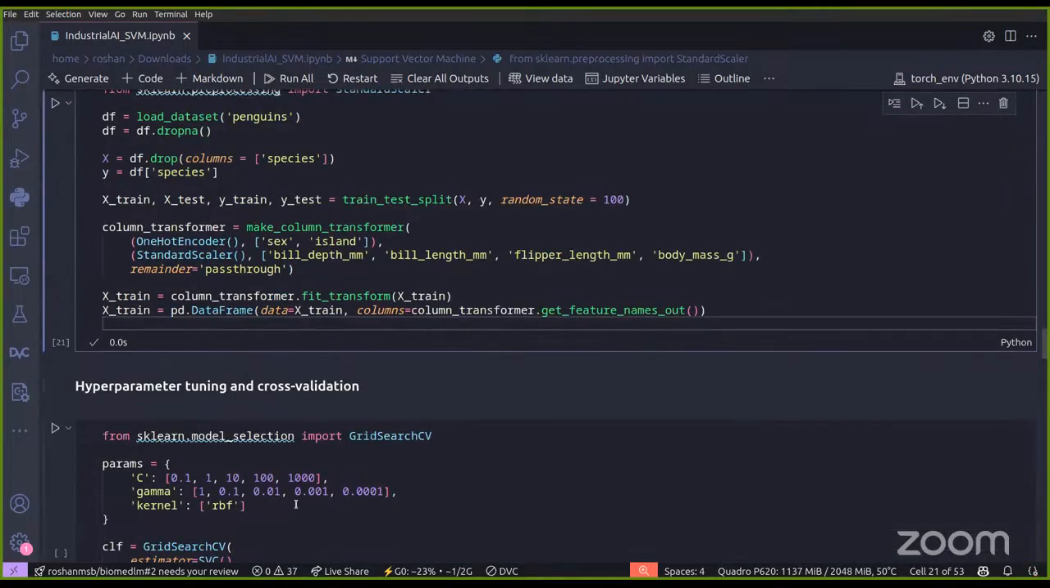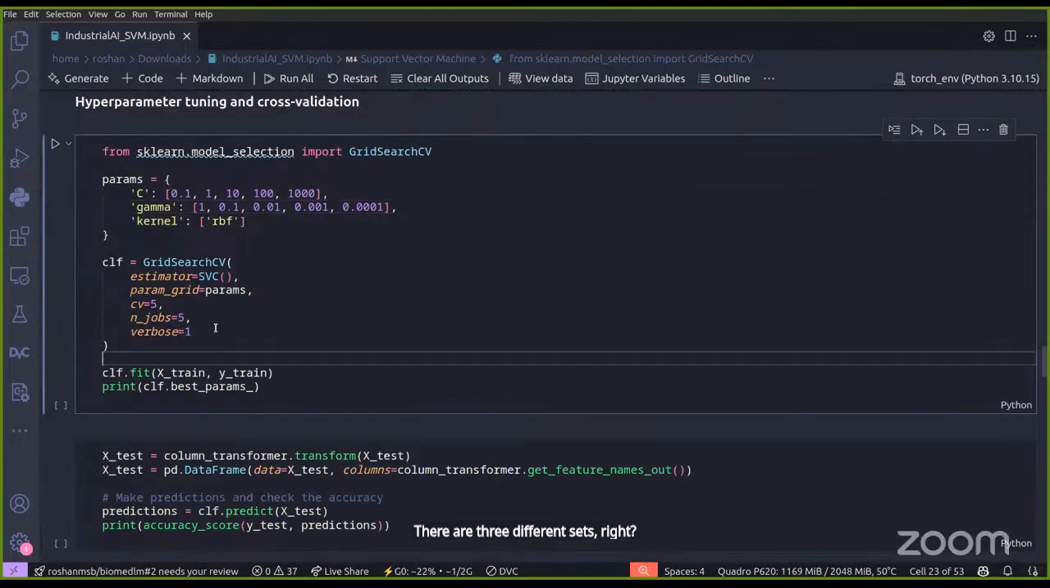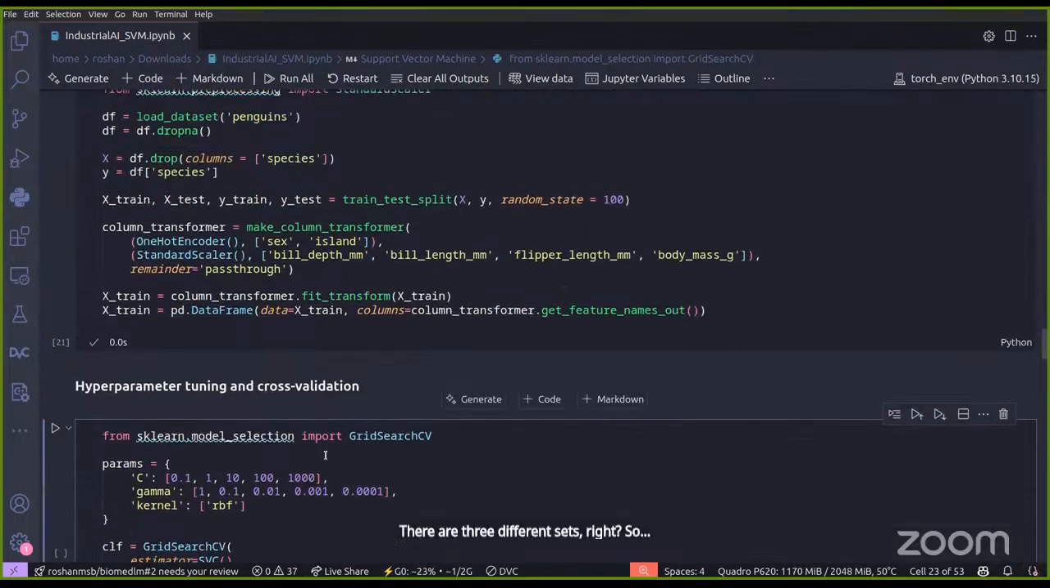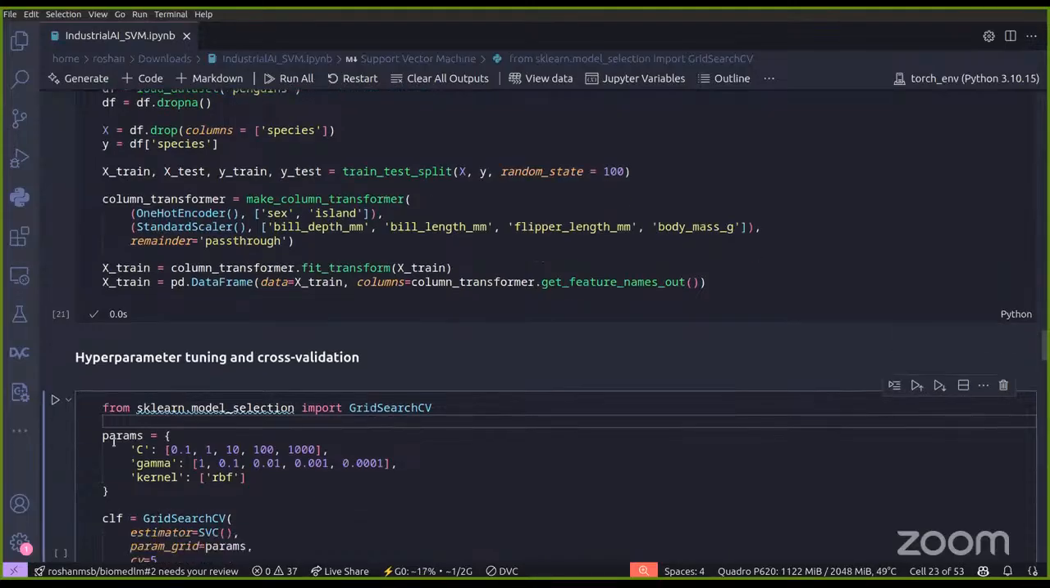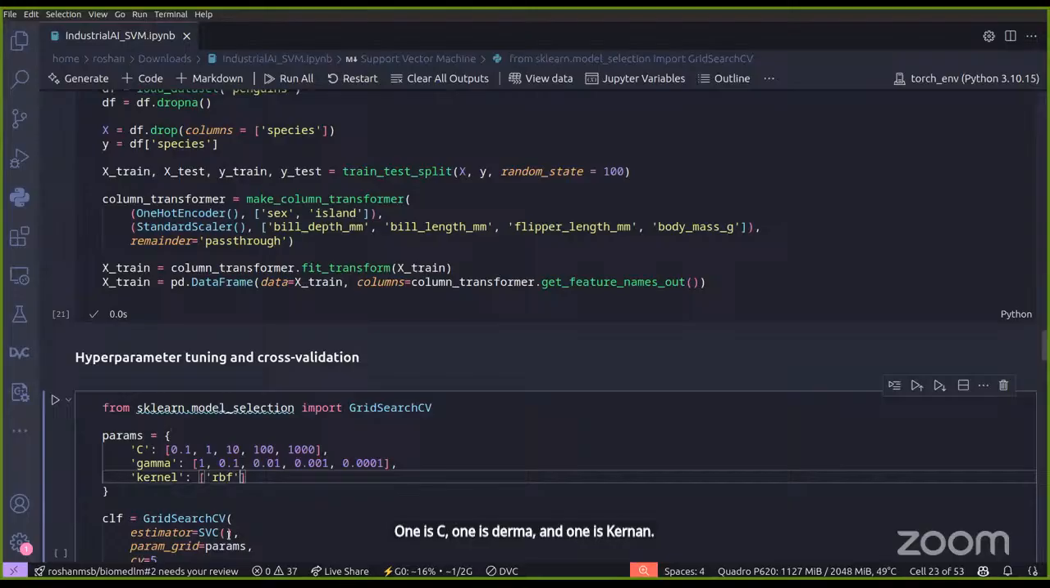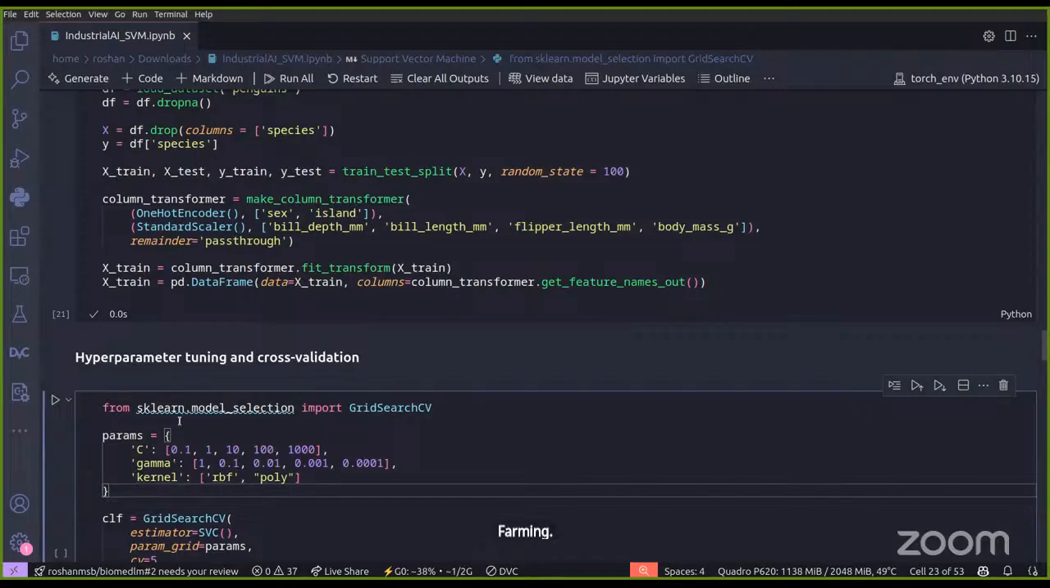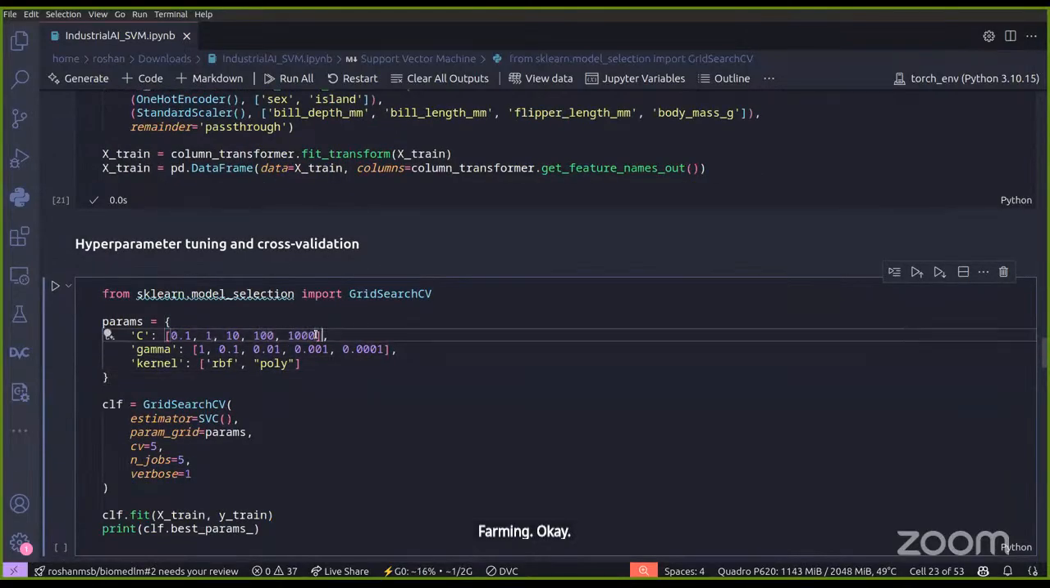There are three different sets, right? So the first thing is grid search. What does grid search do? I'm defining three different hyperparameters. One is C, one is gamma, and one is kernel. I can write poly. For C, I'm having different values like 0.1, 1, 10, 100. For gamma, I can have different values like this. For kernel, I also have two choices.